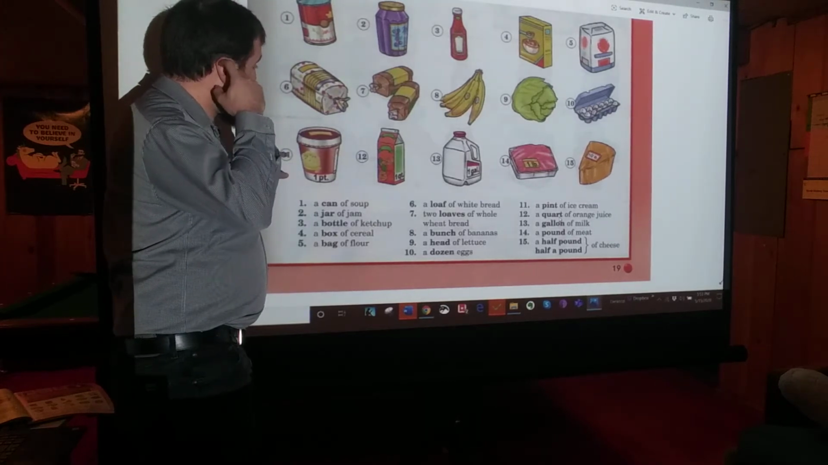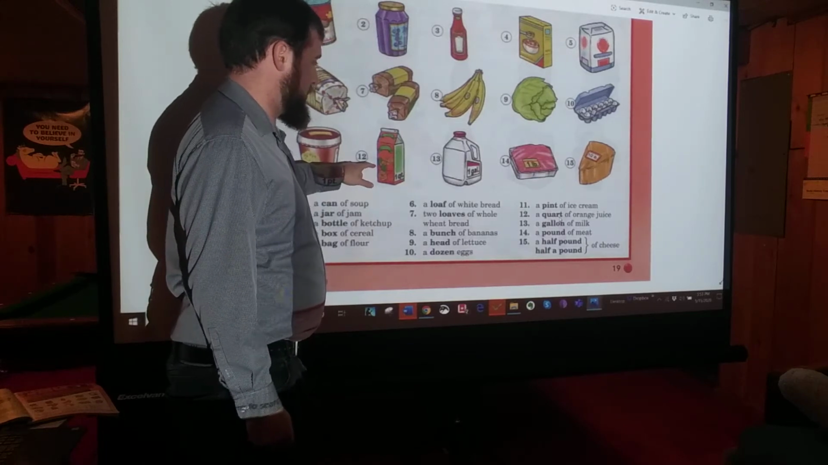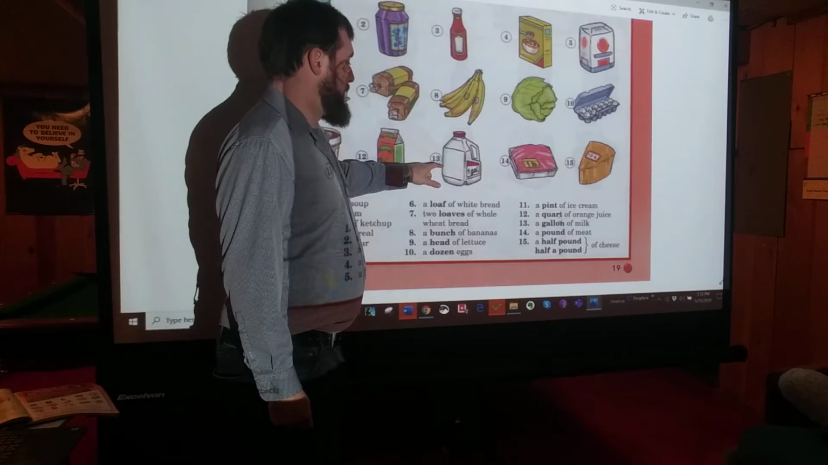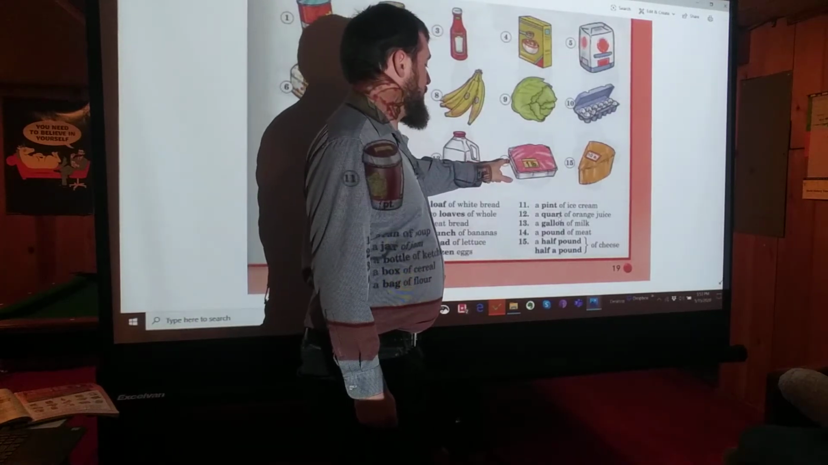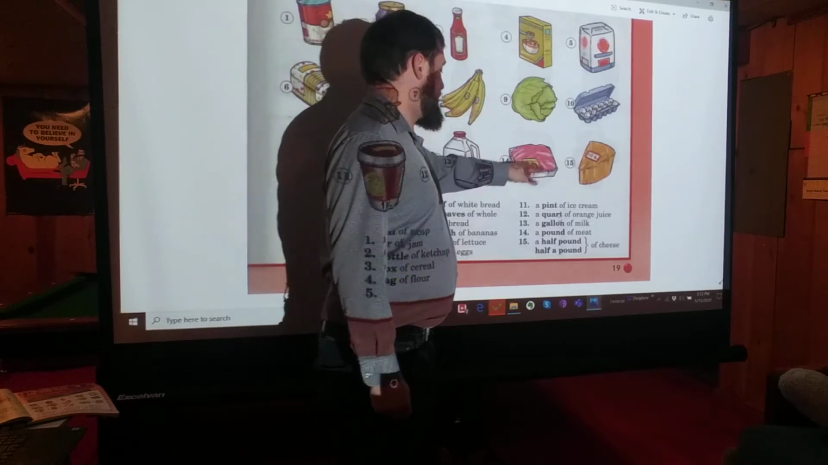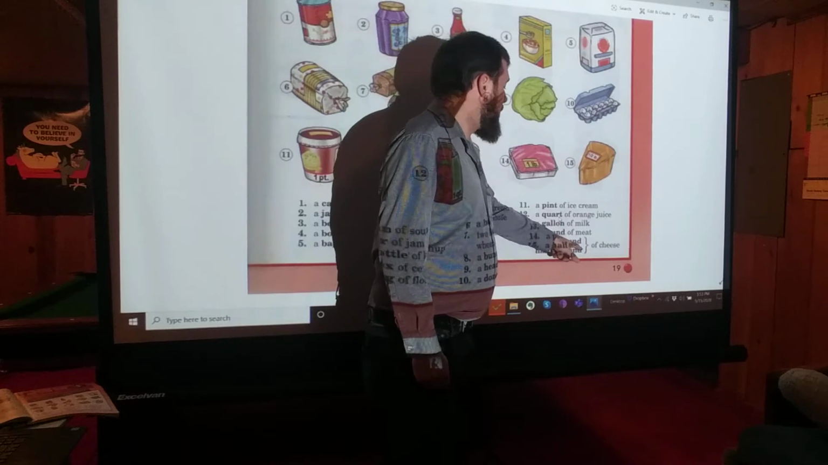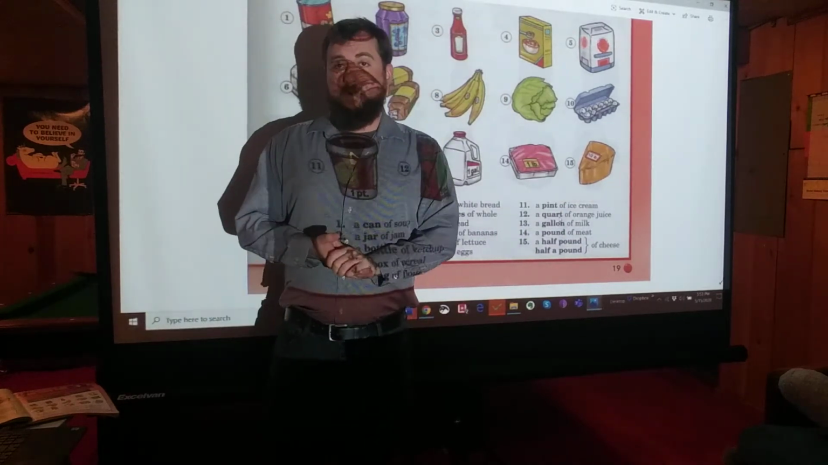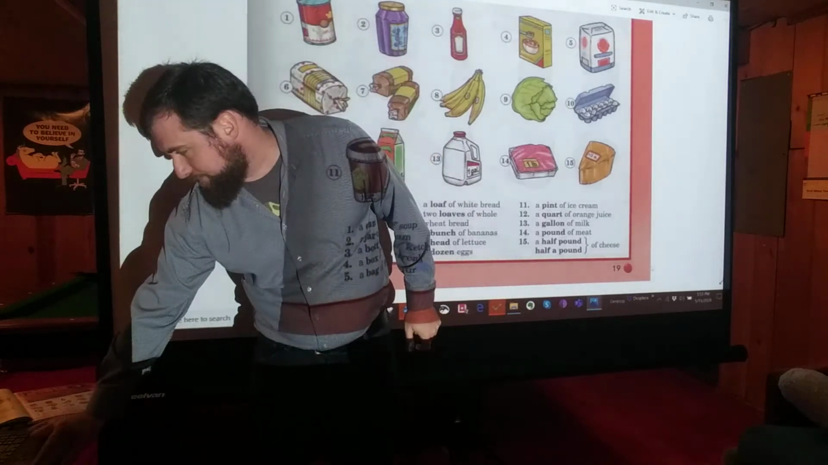A pint of ice cream. Pint is a unit of measurement. A quart of orange juice. Again. 13, a gallon of milk. 14, a pound of meat. 15, a half pound or half a pound of cheese. Okay? All right. So those are our vocab words. Let's get some practice.